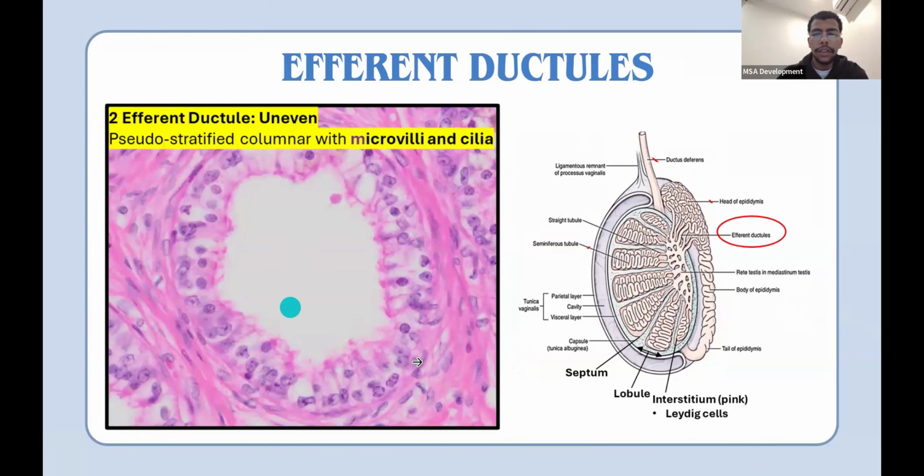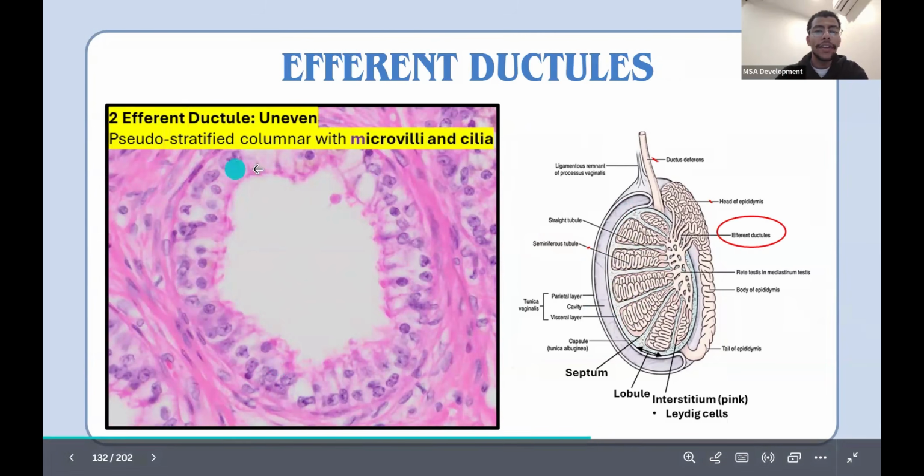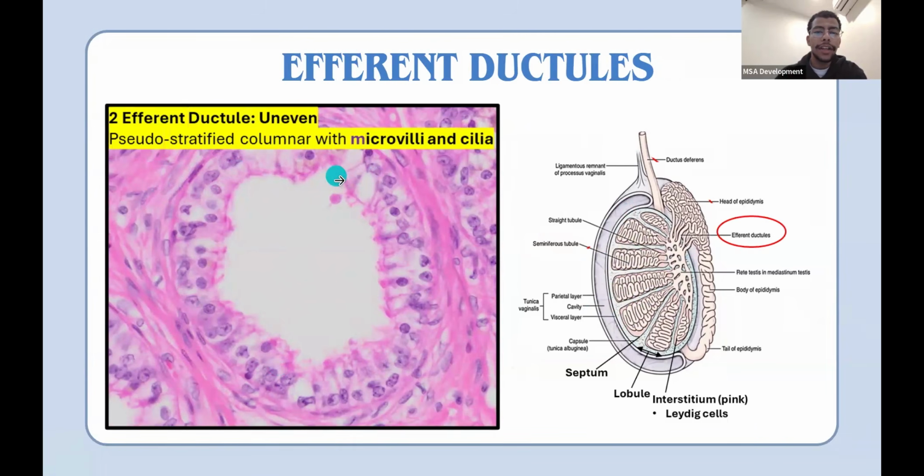Next, we have the efferent ductules. So efferent ductules, the identifying point is basically that they're uneven. I'm going to get into the details later. However, these slides are just to introduce you to the histological slides. Okay. And it has a pseudostratified columnar epithelium with microvilli and cilia. Can you guys see them here? Over here? Yeah.